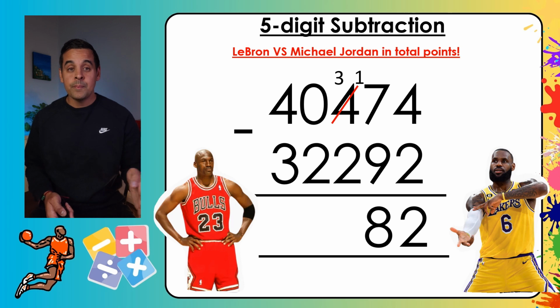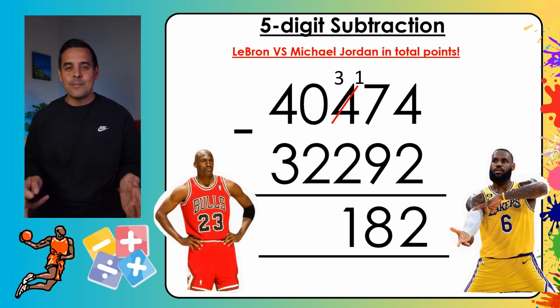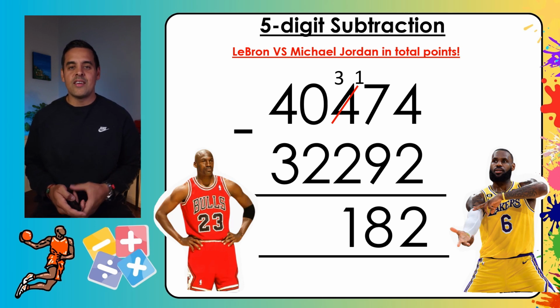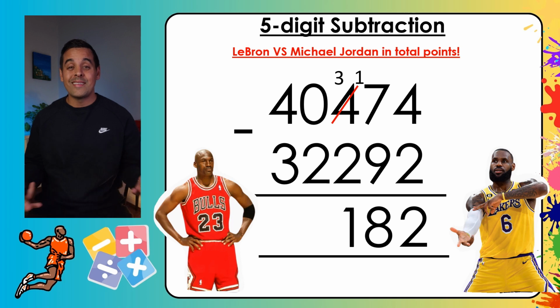Moving to the next column, 3 take away 2 is 1. Now this is where students often make silly mistakes. So they often think 0 take away 2. Oh, that's 2. Not in subtraction. If I said to you, hold up 0 fingers, now take away 2 of them, you'd be a little confused. It doesn't make sense. So you know we need to borrow when it doesn't make sense.